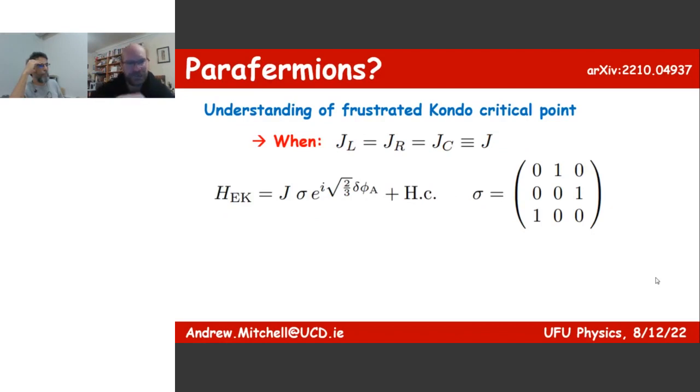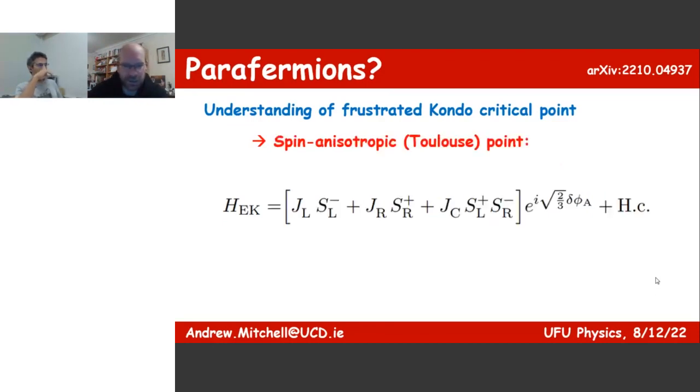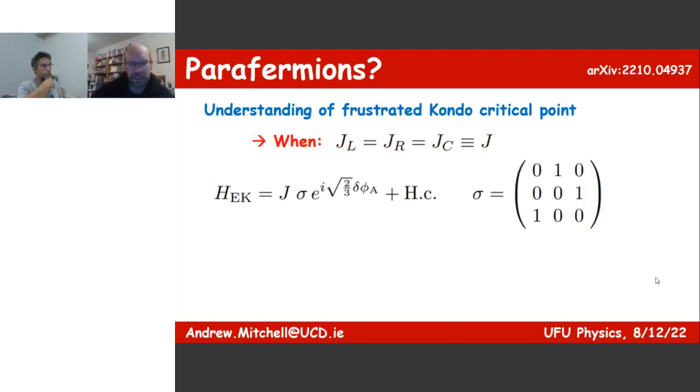The nice thing about this is that we can now understand the origin of the parafermions in this system that I mentioned earlier. In particular, if I take the couplings to be equal, which is what happens at the frustrated critical points, JL equals JR equals JC. If I go back there, you can see these are the coefficients of those three terms in the square brackets. The SL, SR, and SL plus SR minus terms are the things that are interconverting my three degenerate states A, B, and C. And I can encode that using this object sigma, which basically just cyclically permutes the three states A, B, and C in my degenerate manifold of charge states. So the Hamiltonian looks nice and simple in this way.